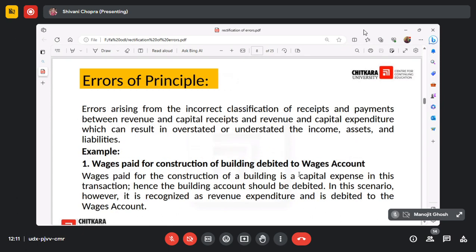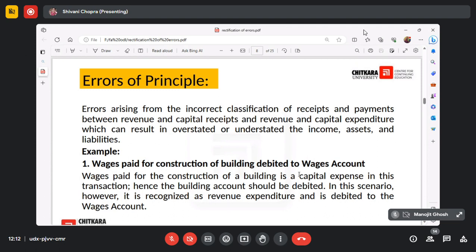So the next category of error is error of principle. What is this? Error arising from incorrect classification of receipts and payments between revenue and capital receipts and revenue and capital expenditure are known as errors of principle. What is the implication? The basic principle that we discussed in capital receipts and capital expenditure and revenue expenditure was it is essential to distinguish between capital expenditure and revenue expenditure.